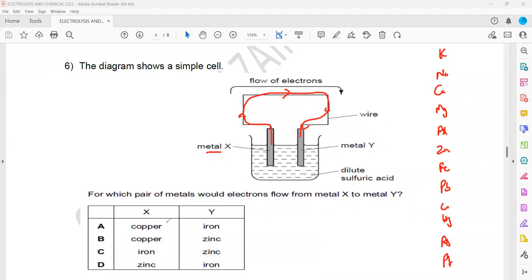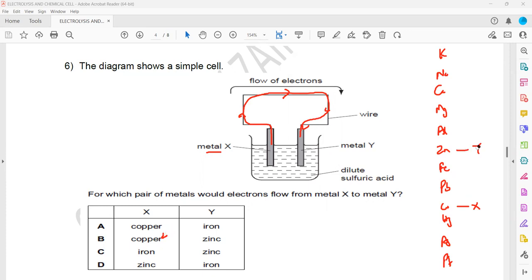So if we check the combination copper and iron, if X was copper and Y is iron, according to the series, iron is more reactive, so the electron will move from iron to copper. So it should move from Y to X, not X to Y. We want to find a combination in which X is more reactive and Y is less reactive. So it is not feasible. Then if X is copper and Y is zinc, again the electron moves from zinc to copper, from Y to X. So again, B cannot be the answer.